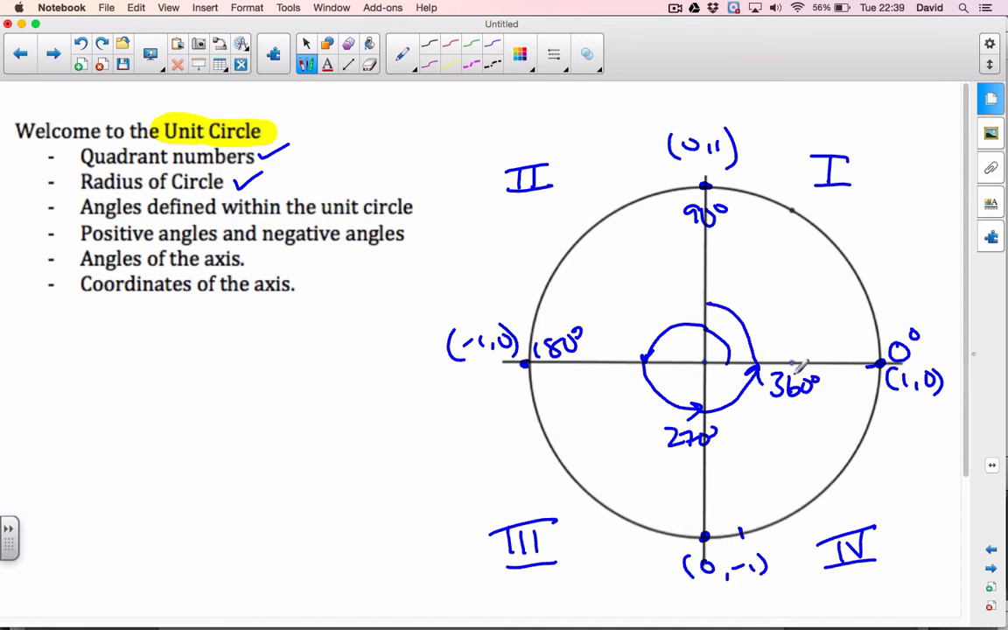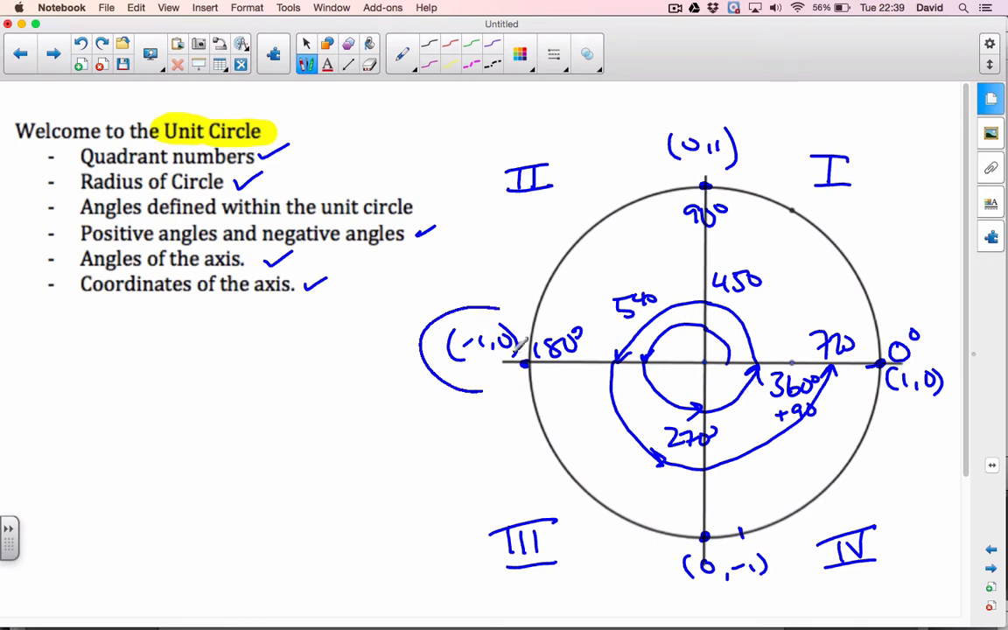If I go to here, I go 360 plus my 90, which ends up being 450. I can go even further here. This will be 540, and so on, and so on. That will be 720. And so I can keep on going forever and ever and ever in both directions. And so that's an important idea with negative angles and angles of the axes. And then the coordinates of the axes I already showed here. And that's how the unit circle works.